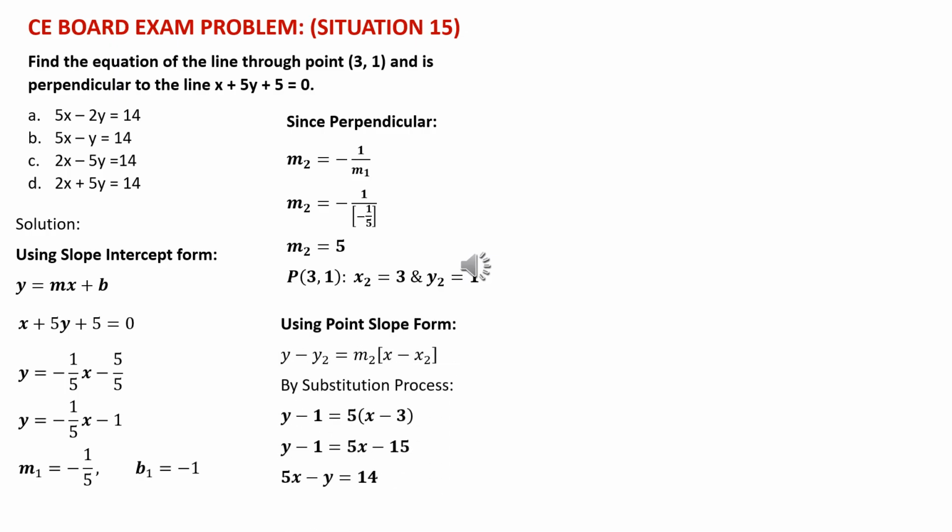And then afterward, using the substitution process to the point-slope formula of a straight line, after substitution, it was very clear the solution and our final answer to this given CE board exam problem is 5x minus y equals 14.